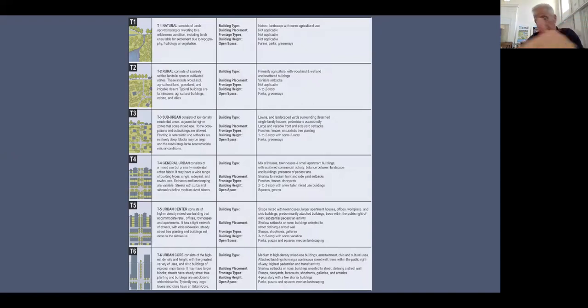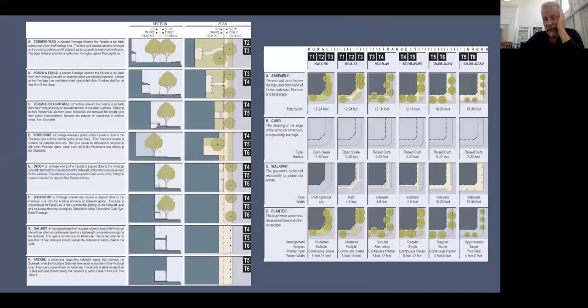By the way, these are 3 different ways to explain the transect. Each T zone has a narrative one on the left, and then a couple of technical ones on the right. Sometimes both are necessary at different times. And then you can see how the frontages are done in plan and section. The frontage is how the building meets the wall.